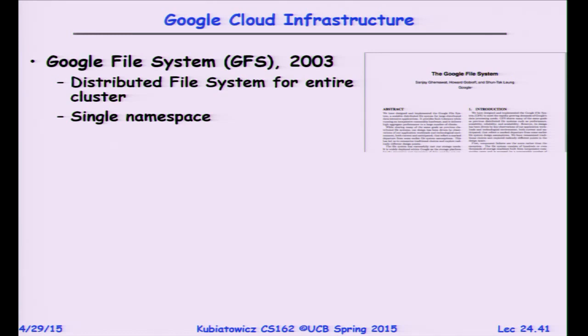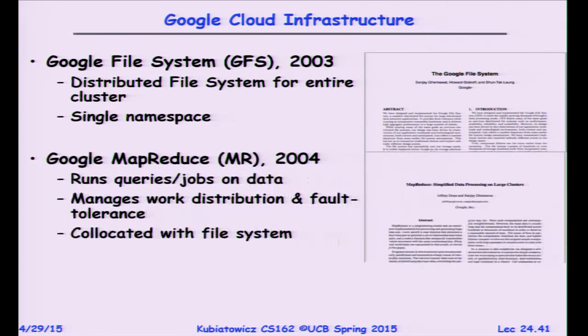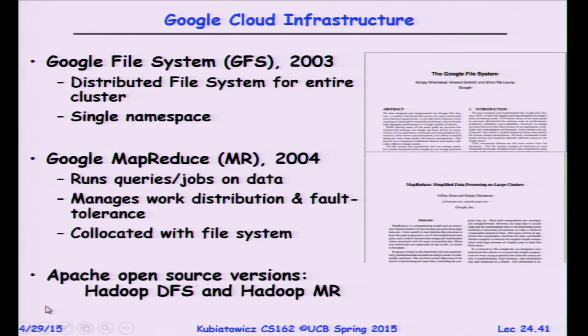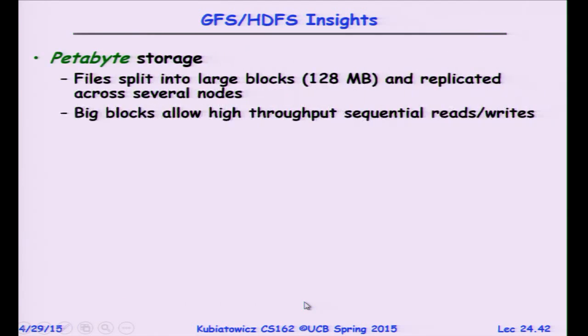They published a paper on the Google File System in 2003, which was this distributed system for the entire cluster. It kept 3 copies of everything. It's an interesting read if you do a Google on it. No pun intended, right? They also came up with MapReduce in a 2004 paper. How many people have heard of MapReduce? Good, most of you, right? Because that's 61C. And then Apache came up with open source versions of this, like Hadoop Distributed File System and Hadoop MapReduce. So what are some insights from all of this activity in the cloud?